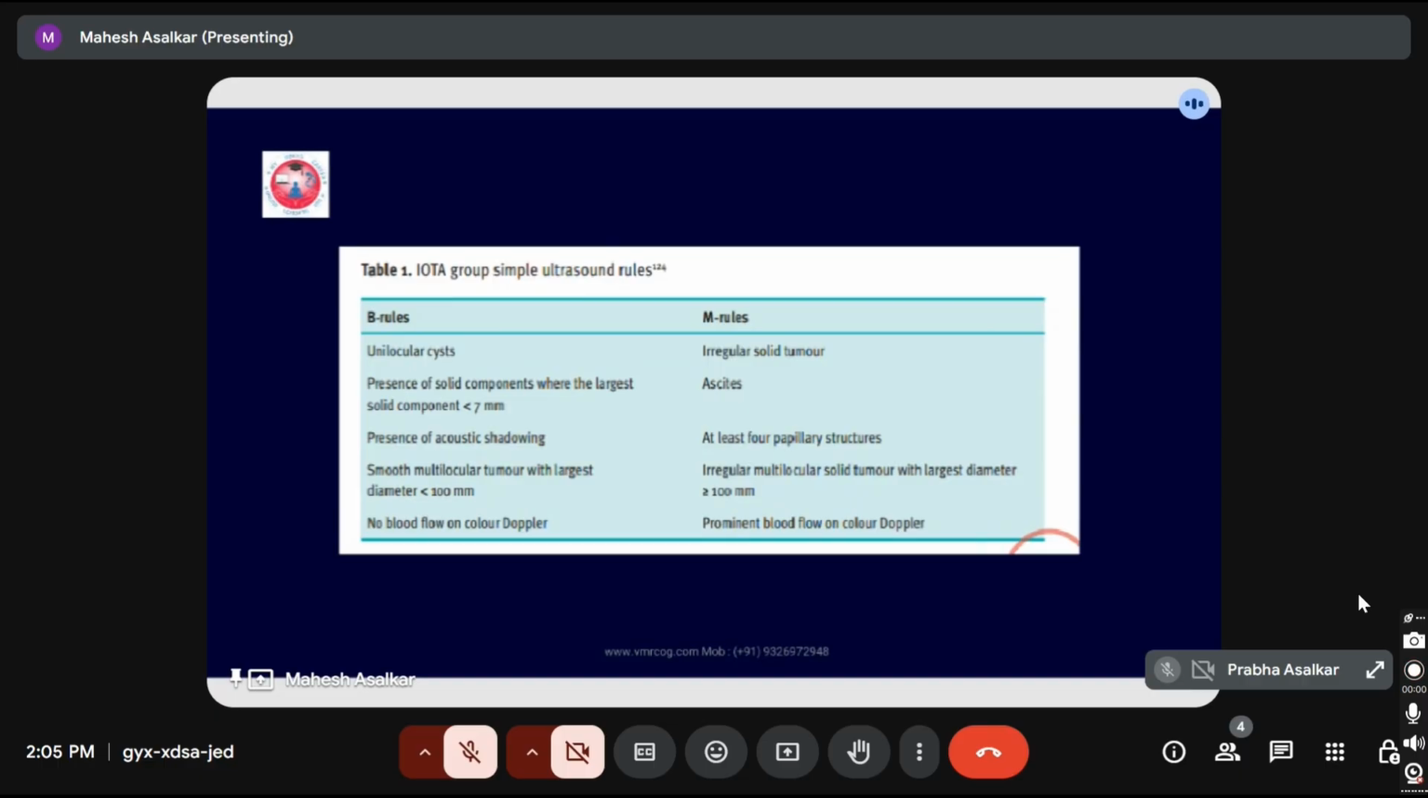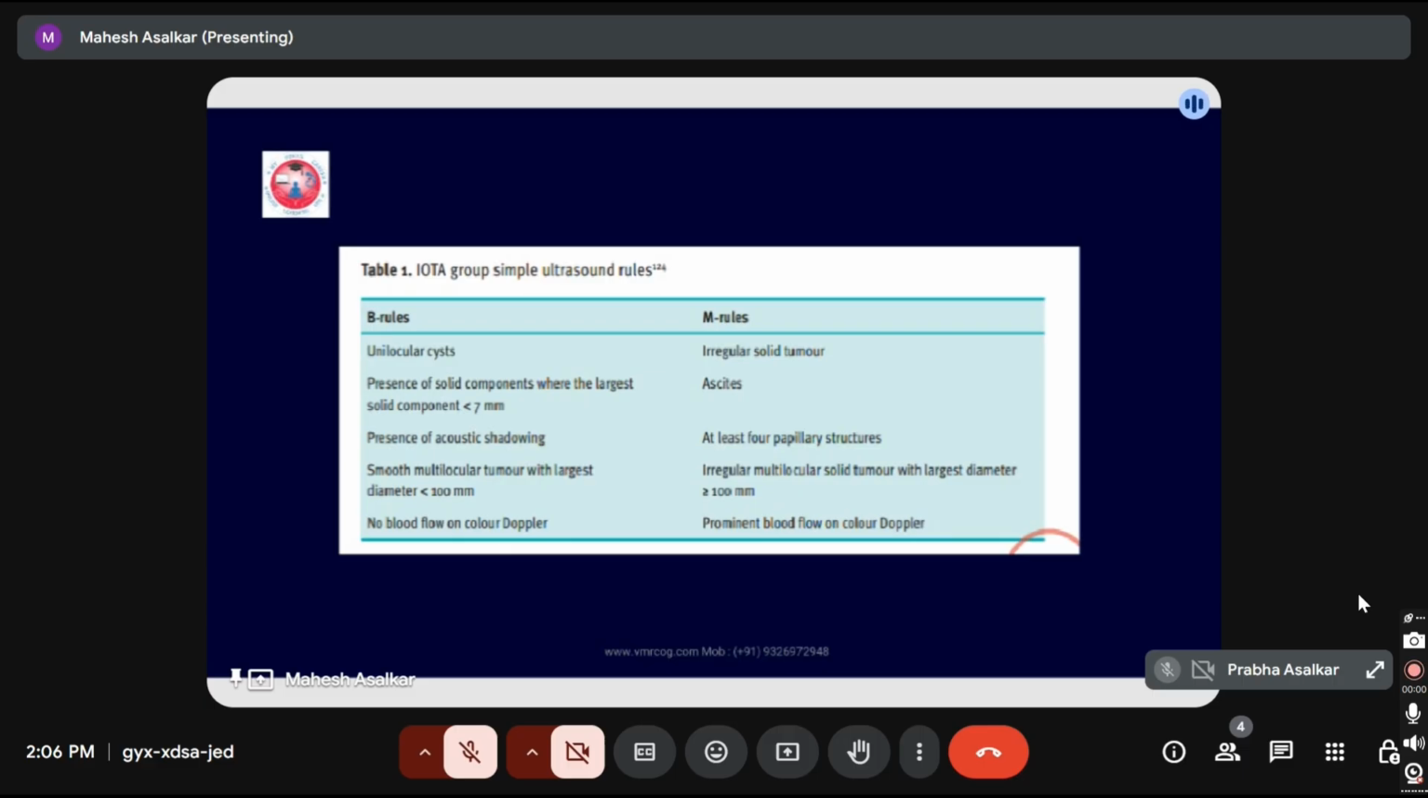Okay, so simple. It is a unilocular cyst. It is a multilocular but smooth multilocular cyst with largest diameter less than 10 centimeter, solid component less than 7 millimeter, presence of acoustic shadowing, and there is no blood flow on the color Doppler. So these are B rules.